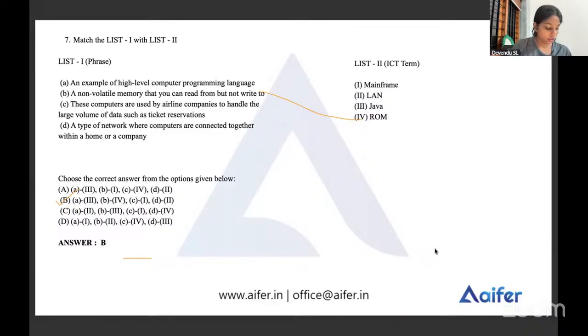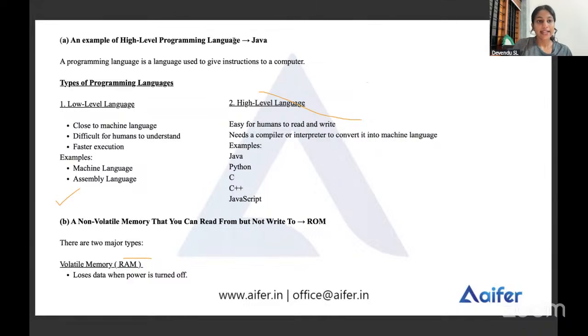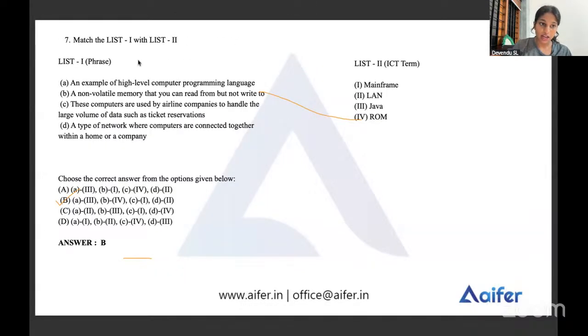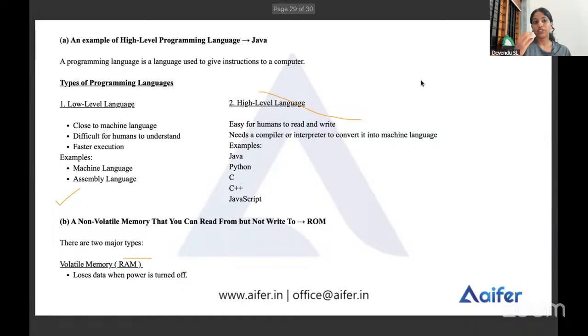So we can look at what the other options are also. An example of a high-level programming language is Java. We know that there is a low-level programming language and a high-level programming language. What is a programming language? A programming language is used to give instructions to the computer. Just as we use language to communicate, we use a programming language to communicate with the computer.